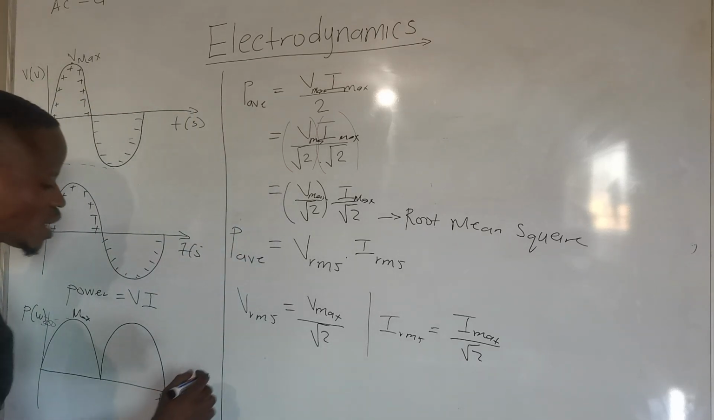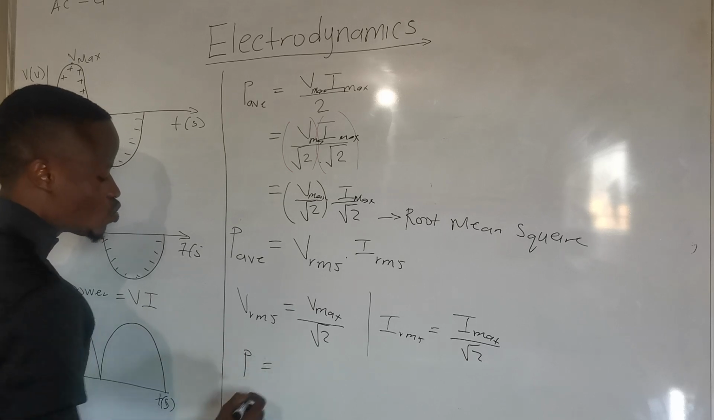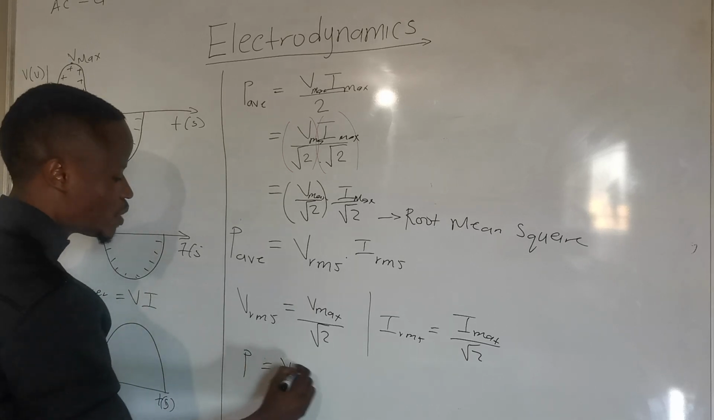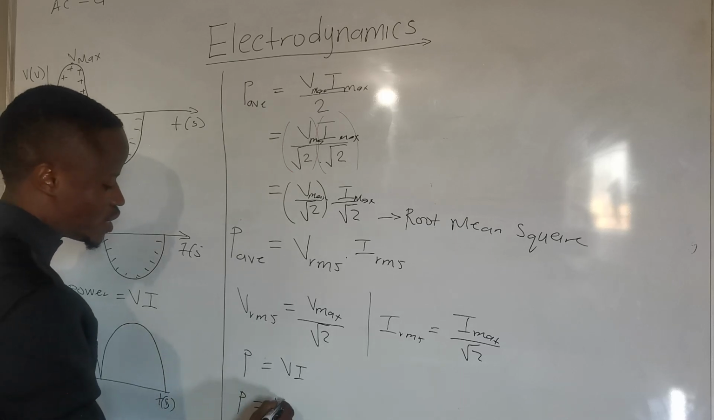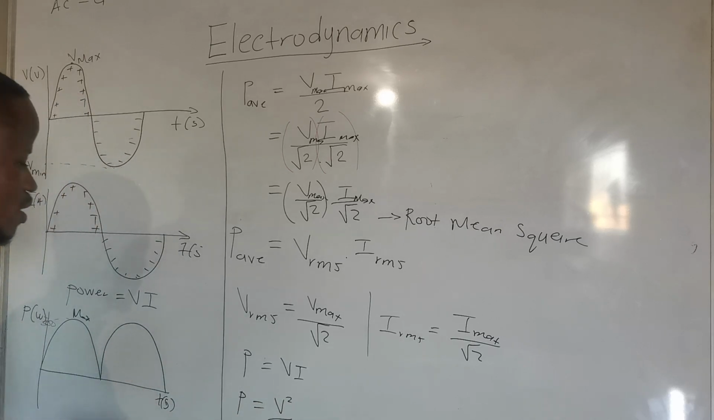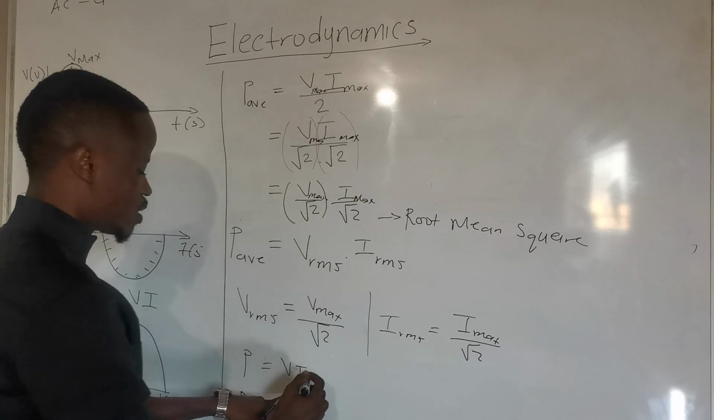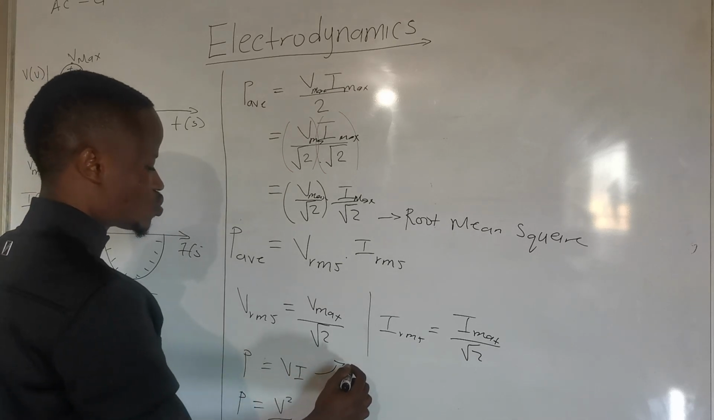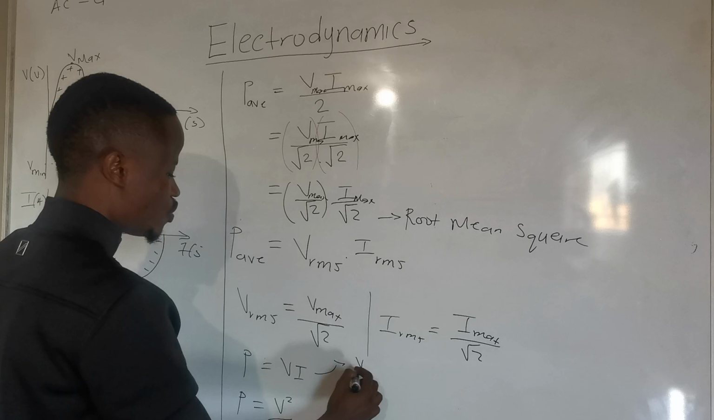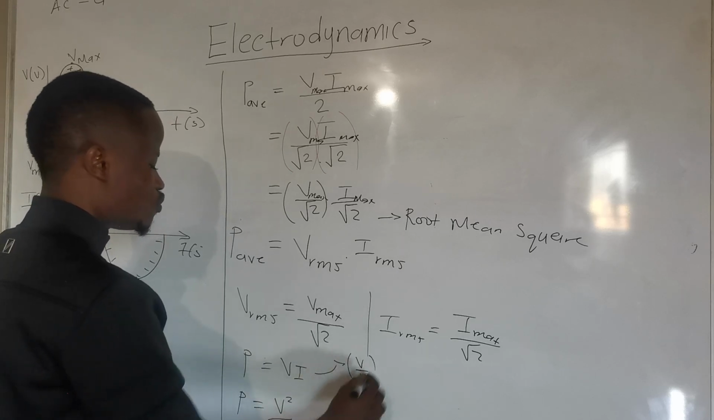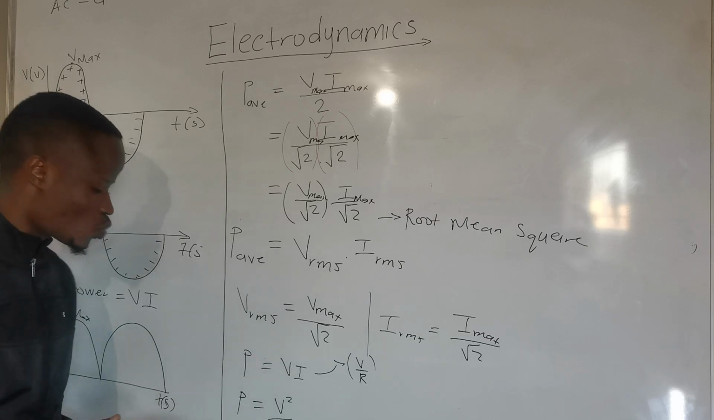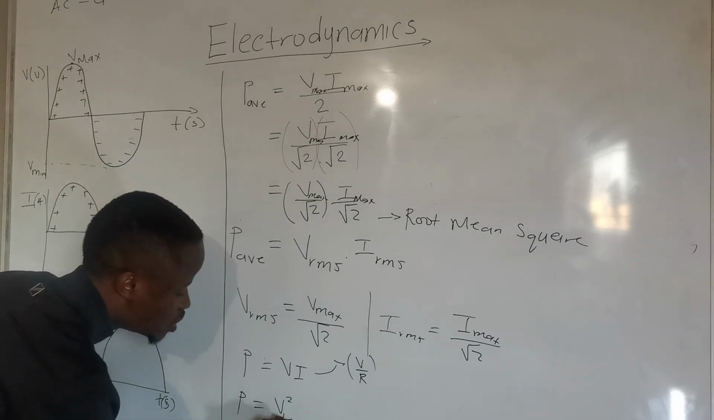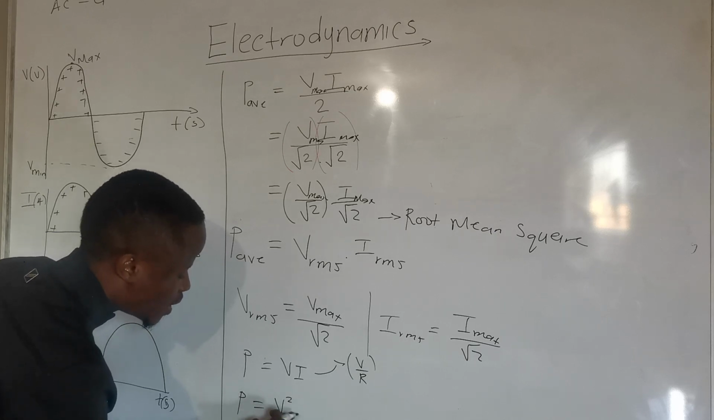We now know power is equal to V multiplied by I. Some prefer power is equal to V squared divided by R. Let us be sure. I is equal to V over R. Okay? So if you take this and substitute it here, it is going to give you V squared divided by R. Okay, so this is now going to be VRMS.